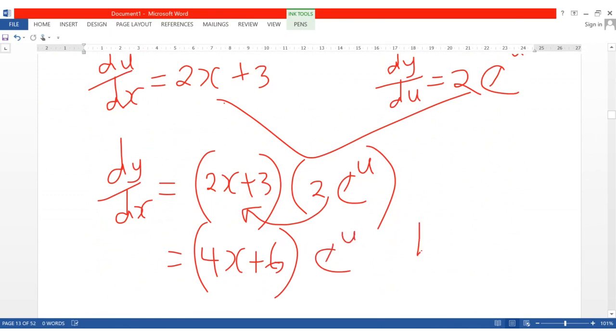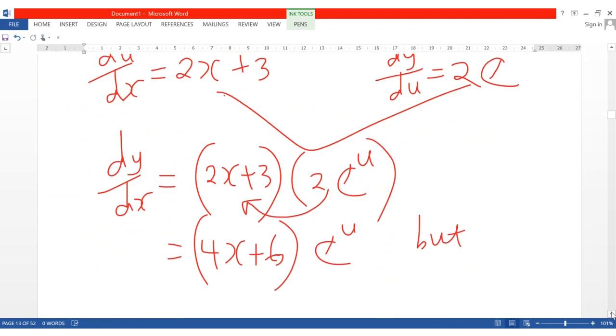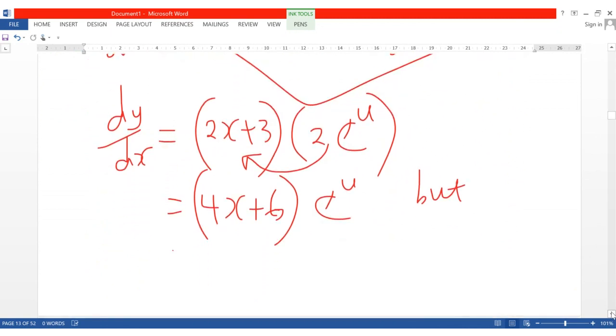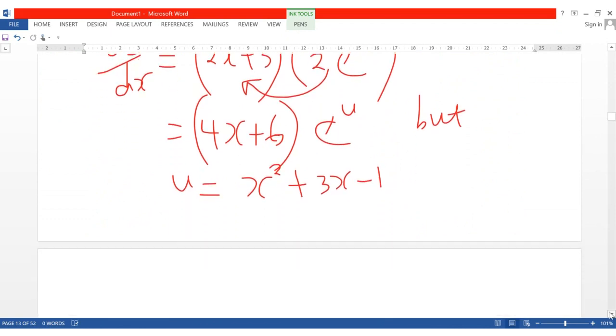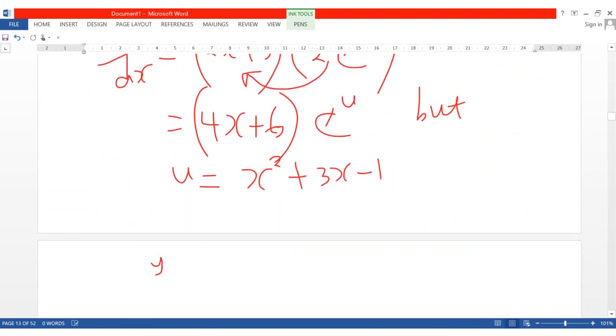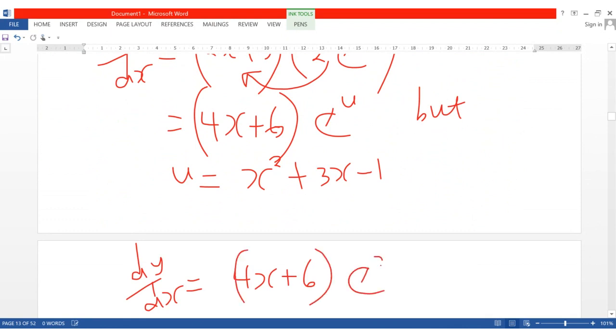But our u was given by what? Our u was given by x squared plus 3x minus 1. So you can see the power is still remaining, what we had. So we want to give that dy dx. dy dx will be given by 4x plus 6, and then exponential x squared plus 3x minus 1.